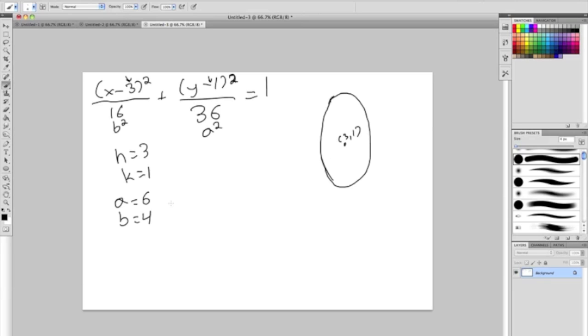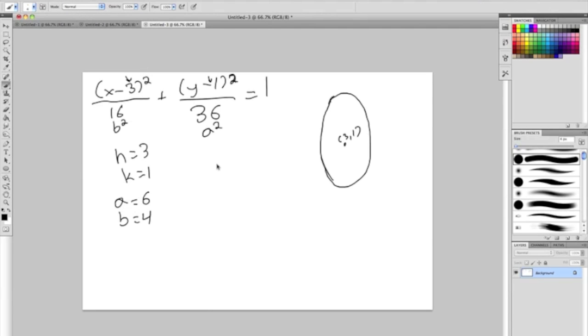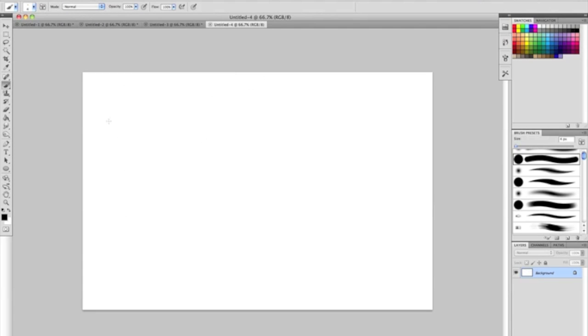How we figure out the vertices, let me just open up a new page here, is easy. To figure out the vertices, you have to use this. If it's vertical, you leave h the same because obviously it's not moving this way. H stays the same, and then you do k plus a. And there are two vertices, and the other one would be h and k minus a.